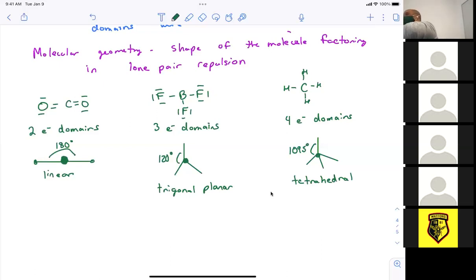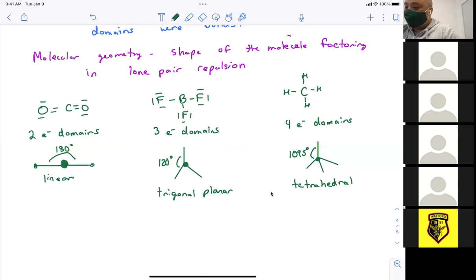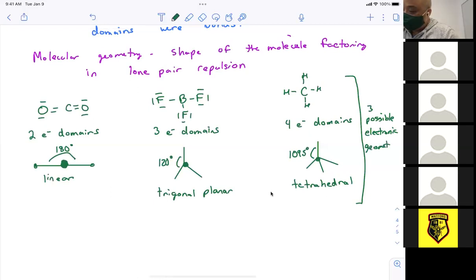Square planar is expanded octet, which we'll talk about in HL. So these are tetrahedral. Now notice I have all bonds. These are, for SL, the 3 possible electronic geometries. These are the only three. So no matter what kind of shape you have, it doesn't matter if they're lone pairs or bonds. If you have a certain number of domains, that's your electronic geometry. If I have 3 domains, then it's going to be one of these 3.